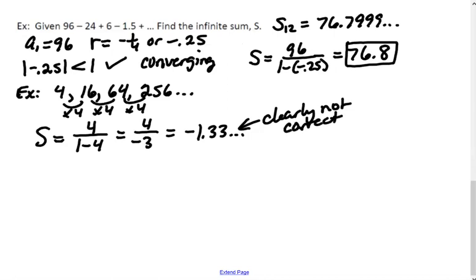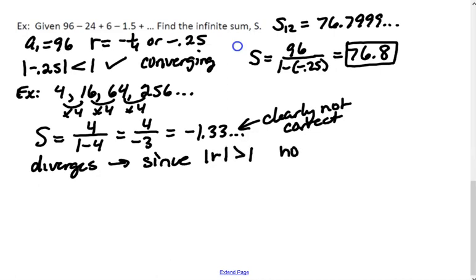So what you should say when you see the sequence is, this diverges since the absolute value of r is greater than 1, no infinite sum is possible. So make sure to pay attention and only do this process for converging sequences.